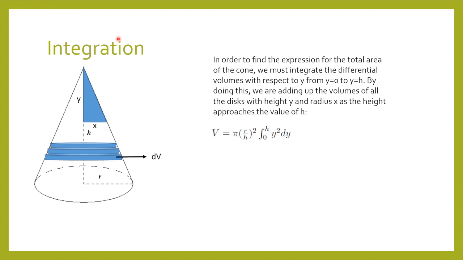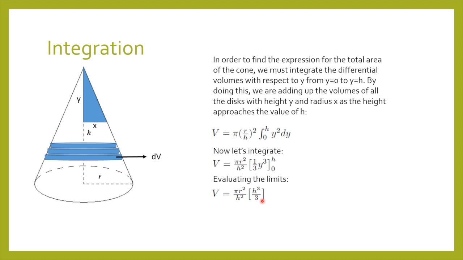The volume of the cone equals pi times r over h squared, and reminder, those are all constants, so we can take them out of the integral, times the integral from 0 to h of y squared dy. And if we integrate, we get the formula, the volume equals pi r squared over h squared times 1/3 y cubed evaluated from 0 to h. Now, if we evaluate those limits, we get the volume equals pi r squared over h squared times h cubed over 3 minus 0, because if we substitute in 0 for 1/3 y cubed, that all cancels.